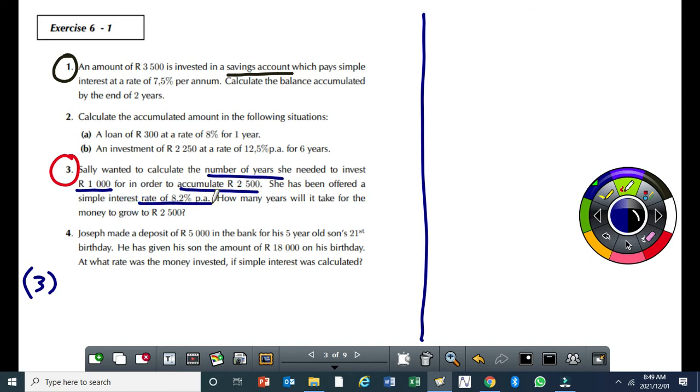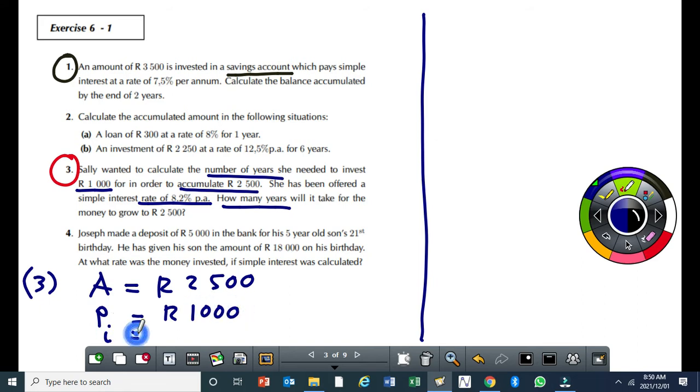She has been offered simple interest of 8.2% per annum. How many years? So we are calculating N now. How many years will it take for the money to grow to 2,500? So here, our accumulated amount is 2,500. The amount which was invested, that's 1,000 rand.